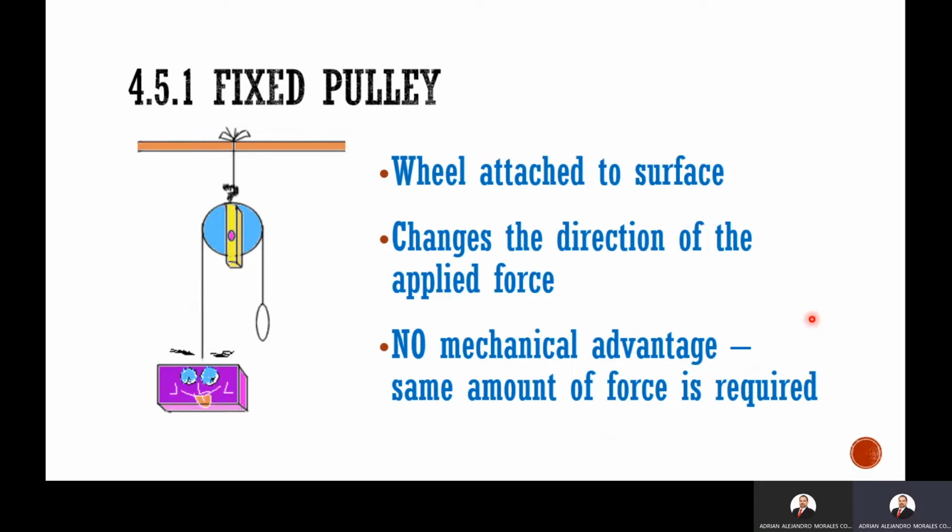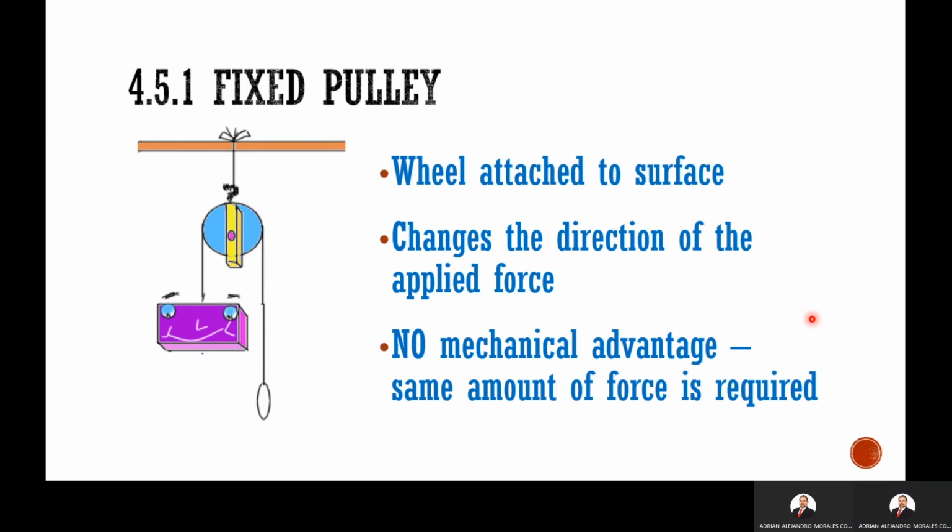Let's talk about the fixed pulley. A fixed pulley is a wheel attached to a surface. It changes the direction of the applied force. You pull it downwards and the load goes upwards, okay? And the mechanical advantage is 1, because the same amount of force is required to pull the load. So you pull one load, you get to lift one load.